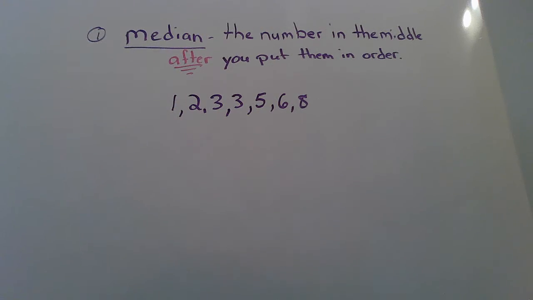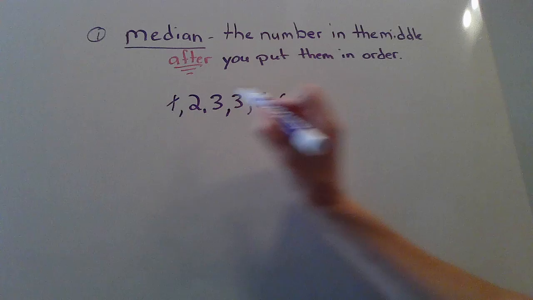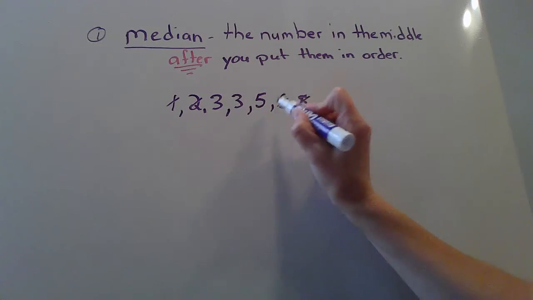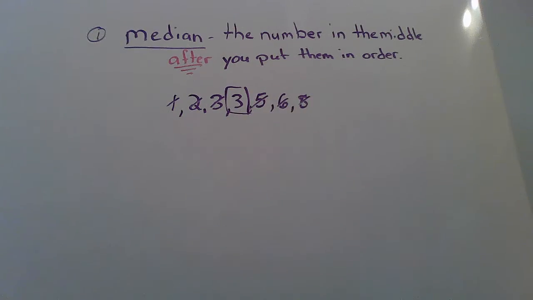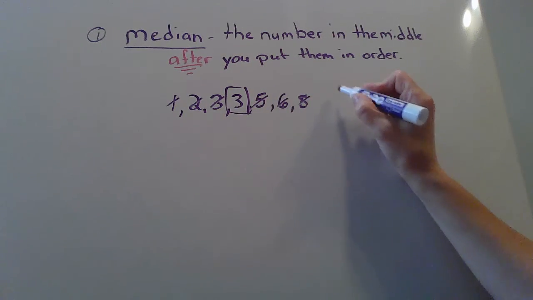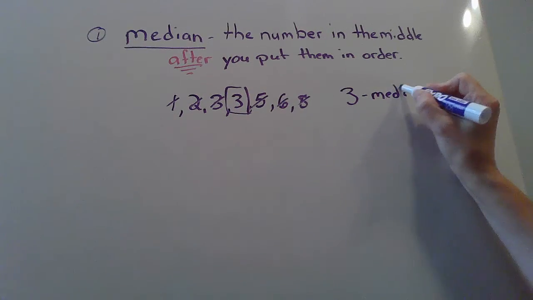So what you do now is you have to figure out which one's in the middle. There's many different ways you can do it. You can say I cross off one here, and you just keep working your way in until you have one in the middle. So the median for this is 3. That would be your median for this set of data.